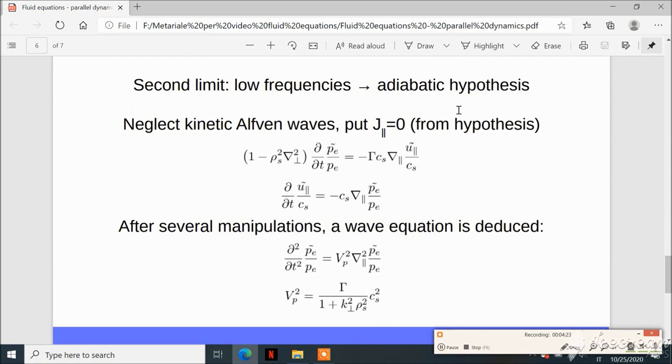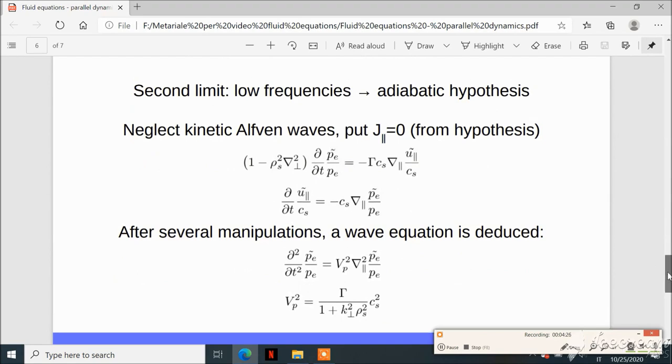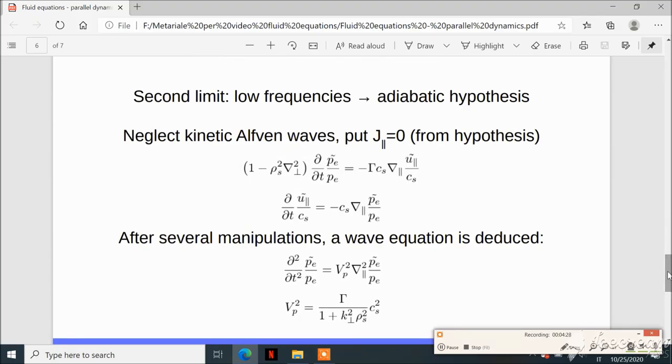In this case, this amounts to taking the adiabatic hypothesis. As I told you, the equilibration between pressure and the electrostatic potential typically takes place on fast time scales. So if we assume that we are in low frequency, this equilibration has taken place already, and so we are in the adiabatic hypothesis, which means that we are neglecting kinetic Alfvén waves, and we also put the parallel current to zero, which is a consequence of the adiabatic hypothesis. And in this limit, we get this system of equations.